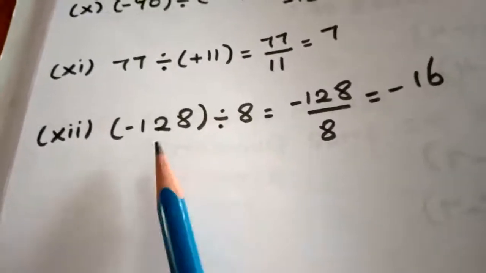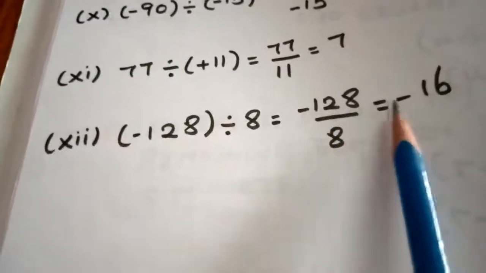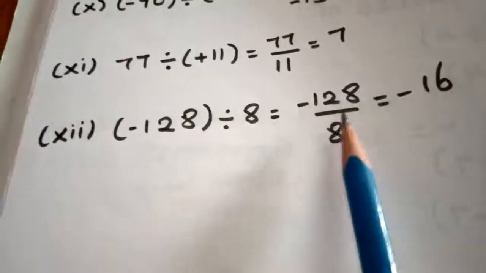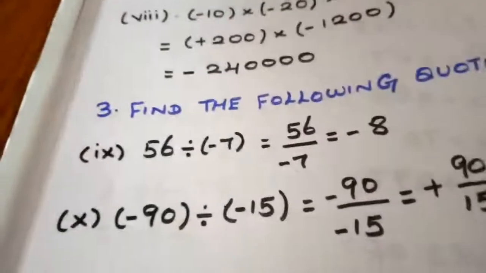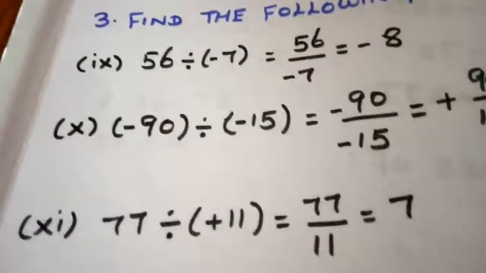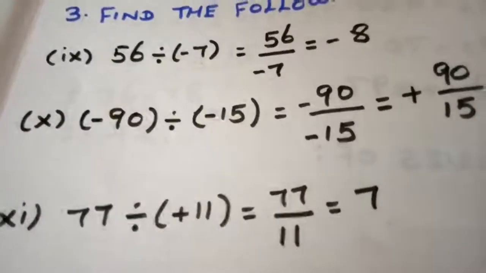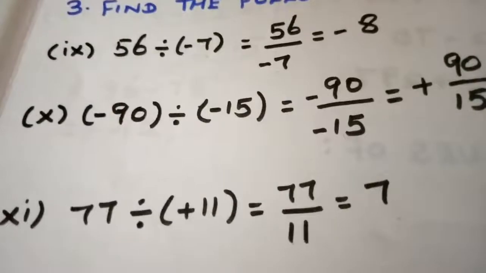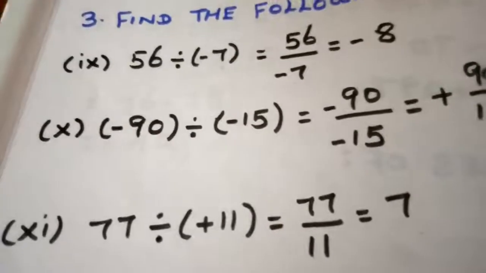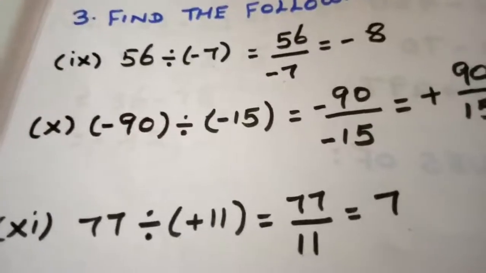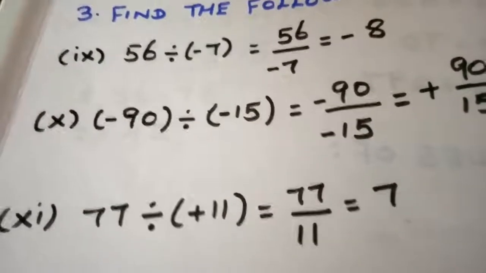And the last sum also, plus into minus, you are going to get the value as minus 128 divided by 8 equal to 16. In most of the calculations, you will be getting only this format of doing the sum, and you have to work out as many times as possible. So you will have a clear idea of doing addition, subtraction, multiplication and division based on integers.